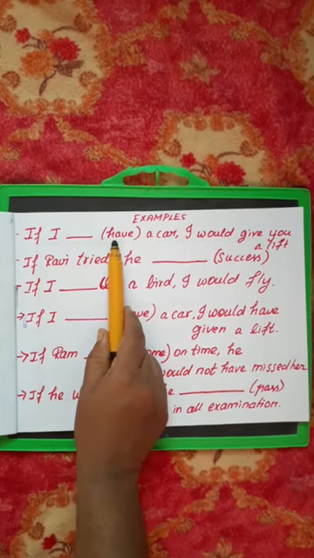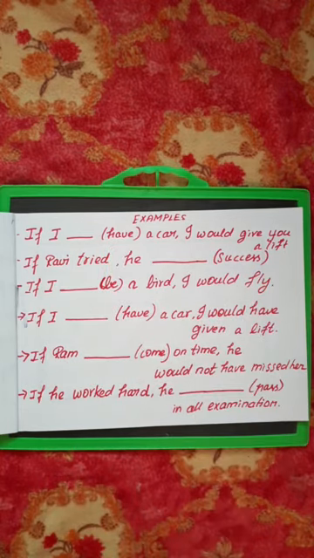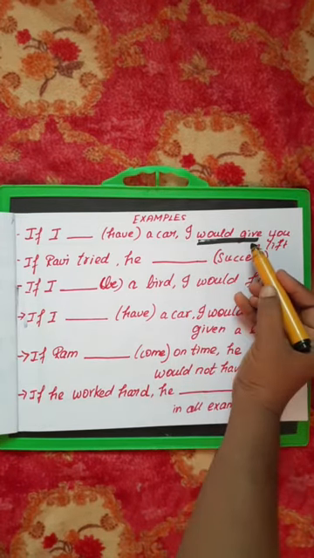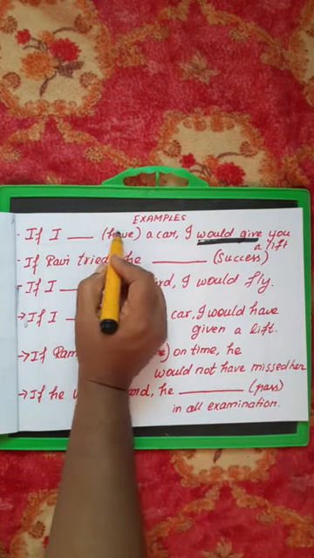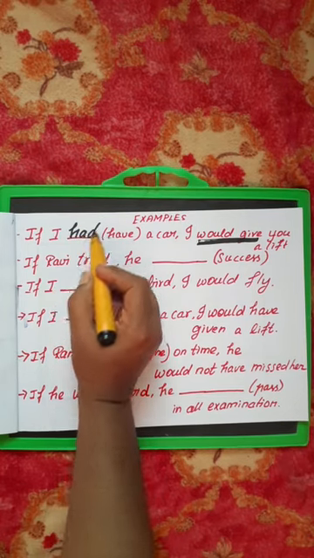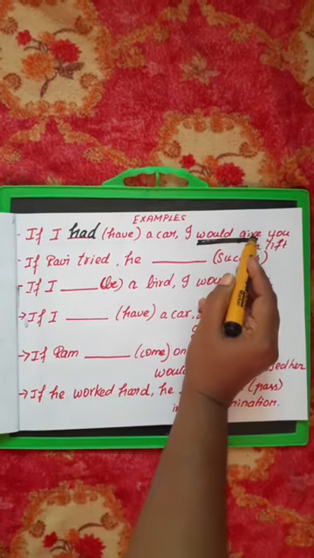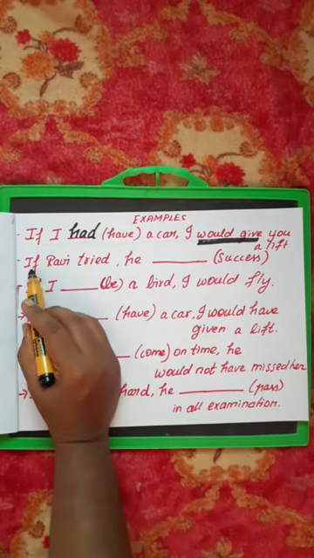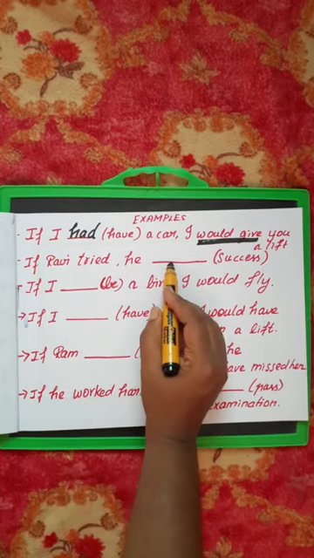If I dash have a car, I would give you a lift. What is the verb? Would give. Would give means it is type 2. We have to use past tense. If I have will be changed into had. Have is changed into had. How did you find out? Would give. Would give means type 2, so we have to use past tense. Next example. If Ravi tried, he does success.